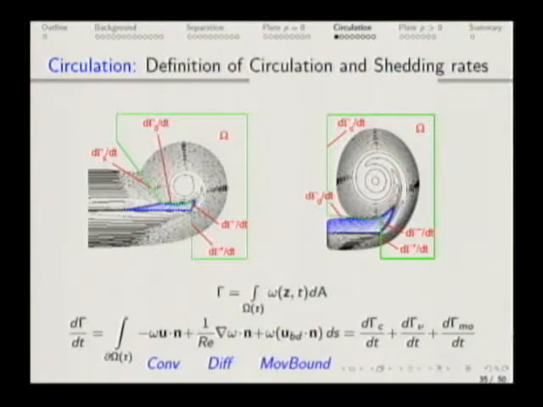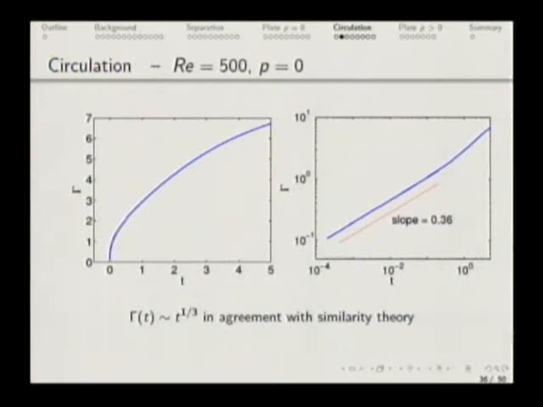And then not only do I want to look at fluxes through different portions of the boundary, but I want to look at fluxes. So if I look at d gamma dt, this is the flux that we get through the convective term. This is the corresponding term that we get from diffusion. And this is the one that we get when the boundary moves, which only applies really to this part back here. So I have 3 different components of the circulation around each one of these boundaries, and I want to look at each of them to understand what happens. So this is the total shed circulation, and it agrees with the similarity theory very well for Reynolds number 500.